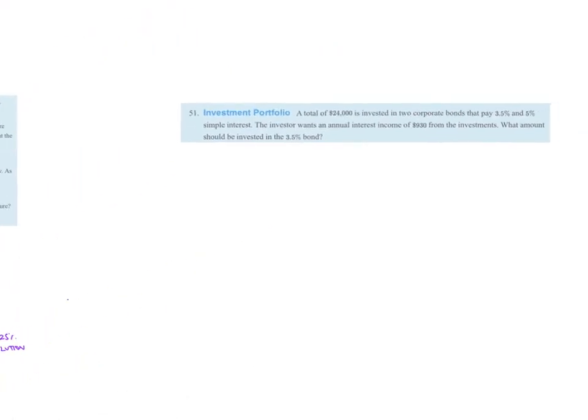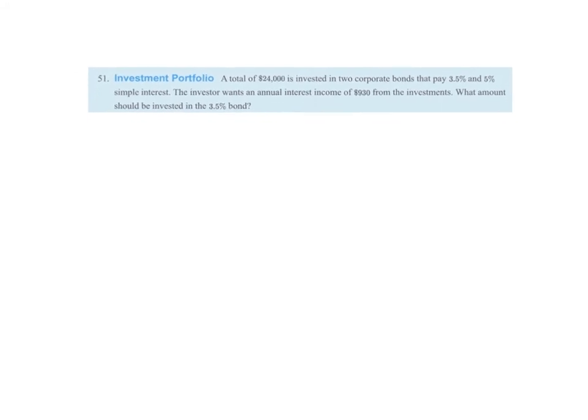Here's number 51, investment portfolio. A total of $24,000 is invested in 2 corporate bonds that pay 3.5% and 5% simple interest. The investor wants an annual interest income of $930 from the investments. What amount should be invested in the 3.5% bond? So let's label or identify our variables. So we'll say X is 3.5%, and our Y is our 5% bond.